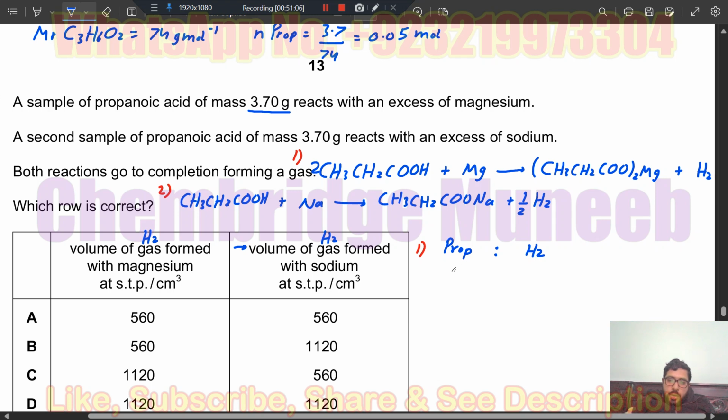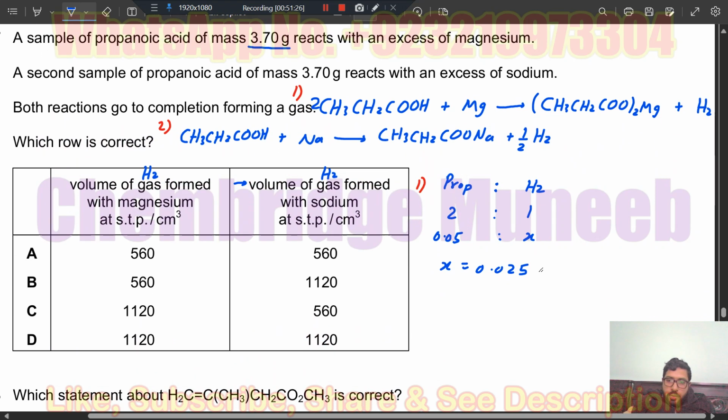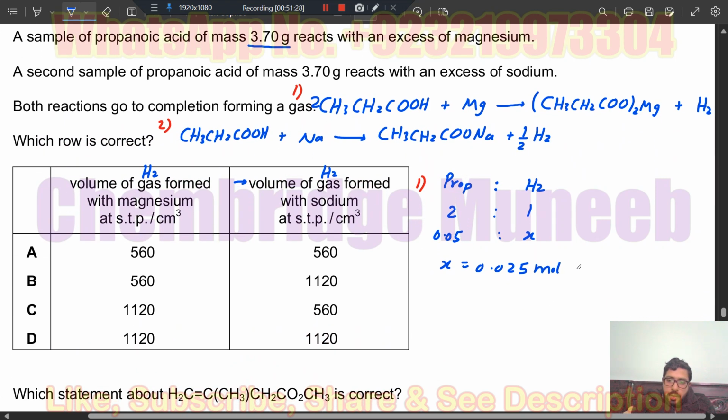Over here, the stoichiometric equation shows 2 moles of propanoic acid and 1 mole of hydrogen, and the calculated value of propanoic acid is 0.05, and for this it will become X. So X will be equal to 0.025 mole. So this is the mole of the hydrogen gas produced. Now convert this mole into the volume.